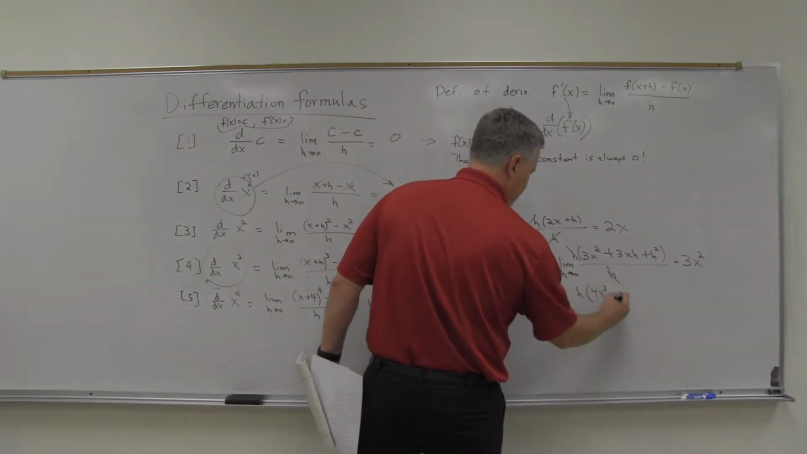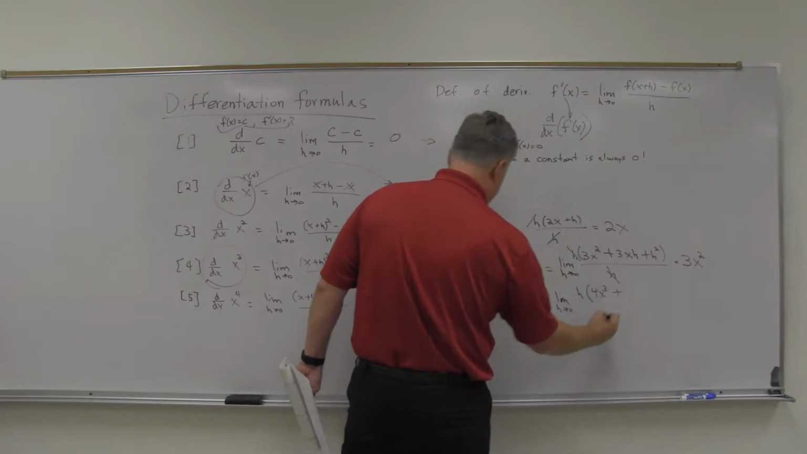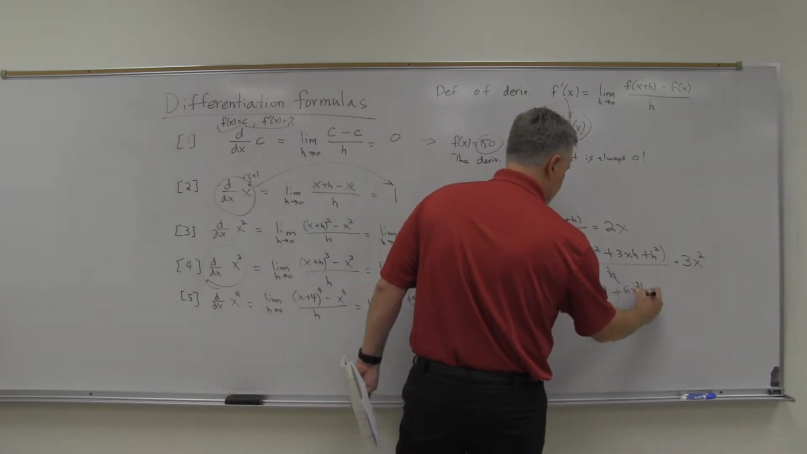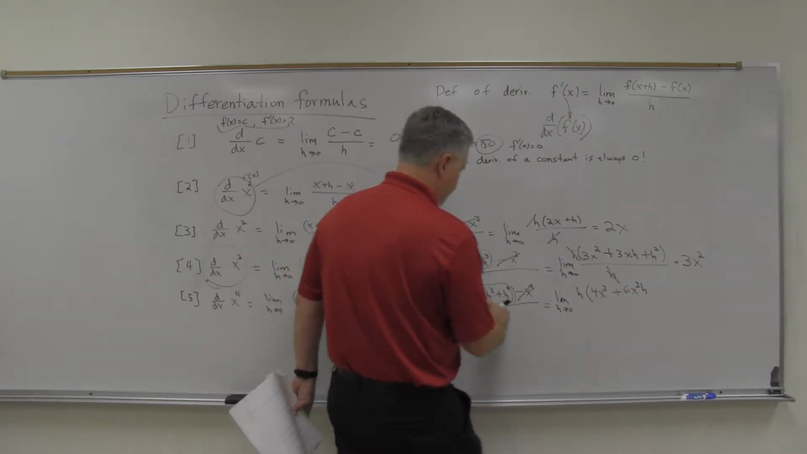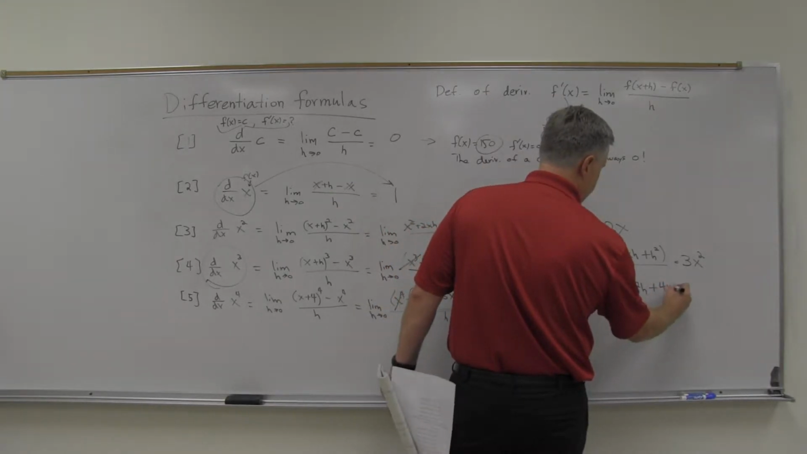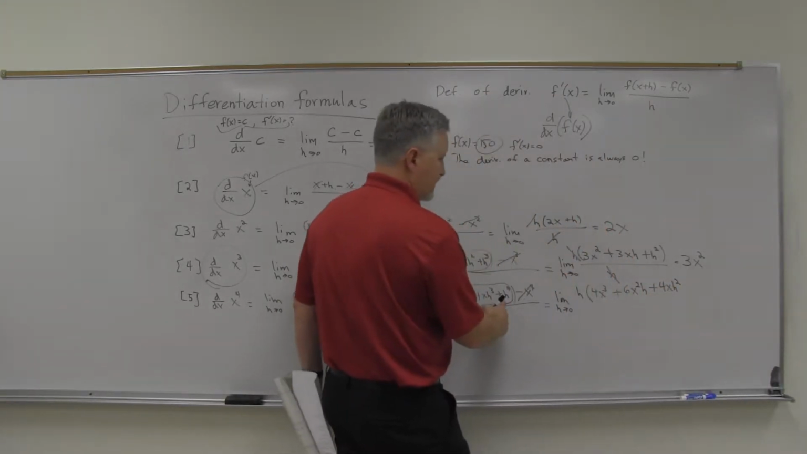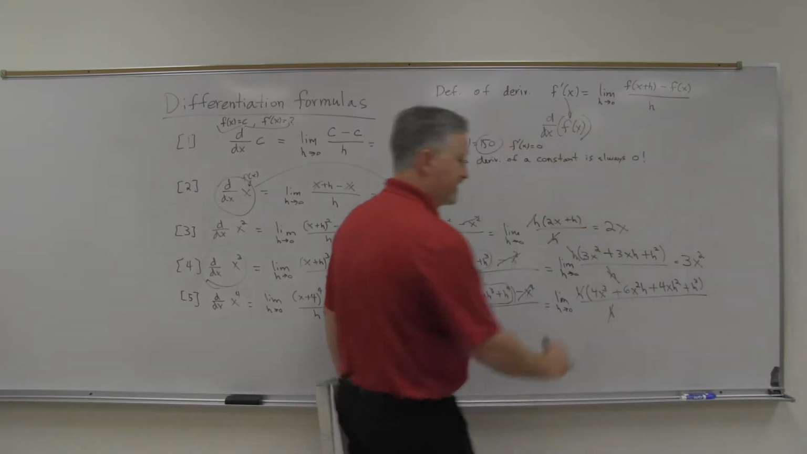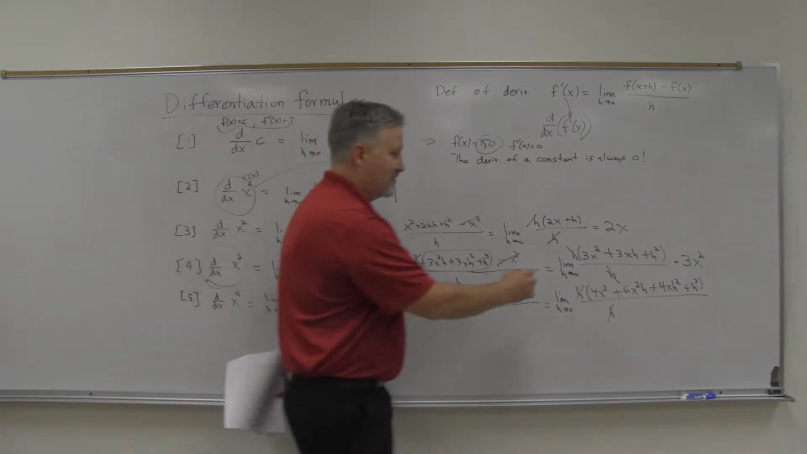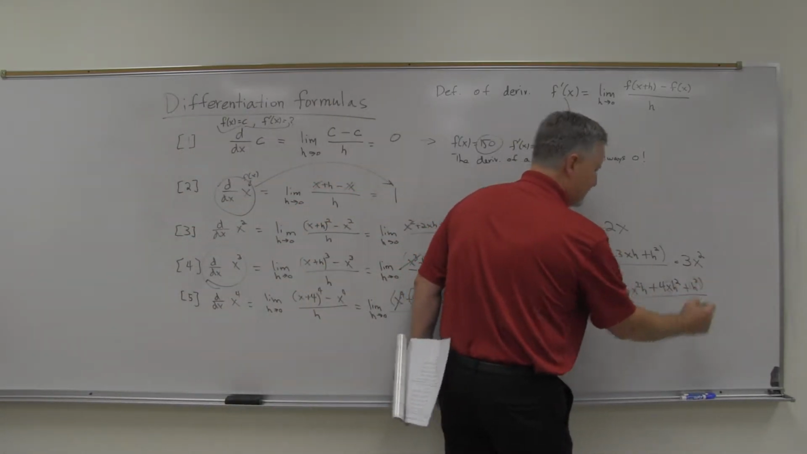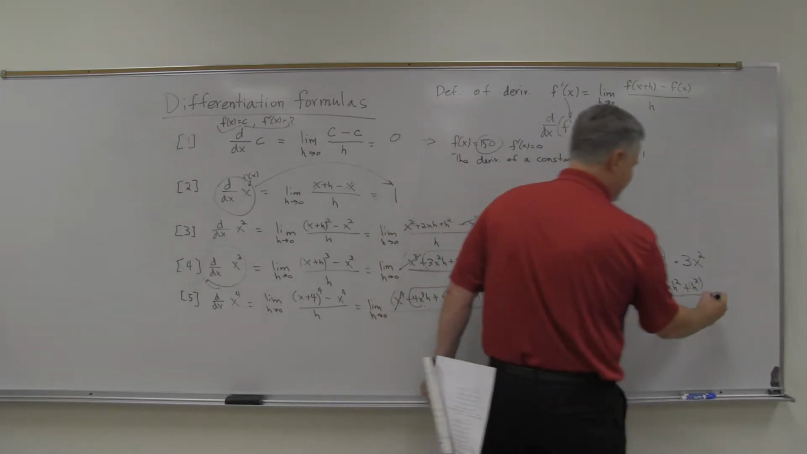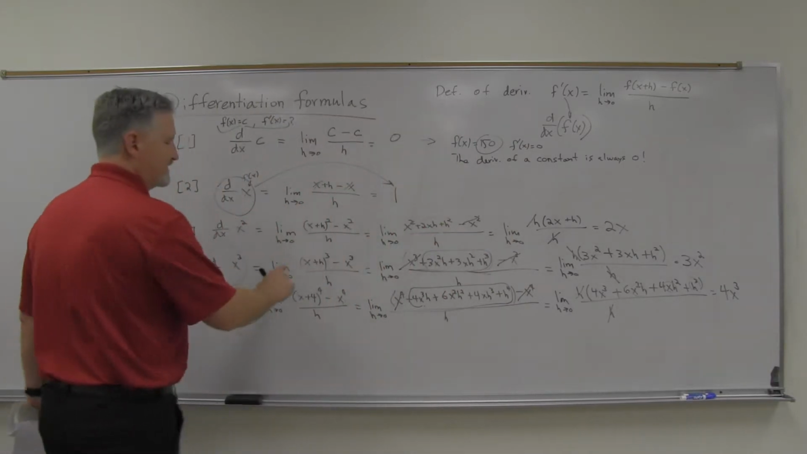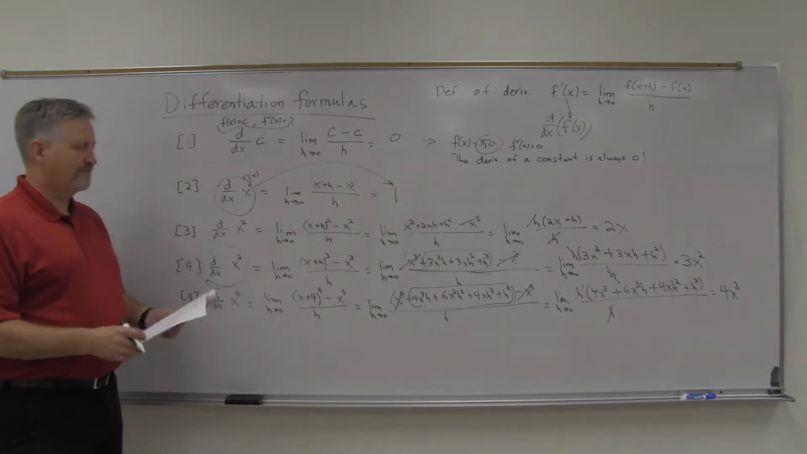Factor off the h, so it'll be h times, parentheses, 4x cubed plus, take an h off there, it'll be 6x squared h. Take an h off there, it'll be h squared, so it'll be 4xh squared. H off of that will be h cubed. Well, the h's cancel again. H goes to 0, so that's 0, that's 0, that's 0. All that's left is 4x cubed. All right, so d/dx of x to the 4th is 4x cubed.